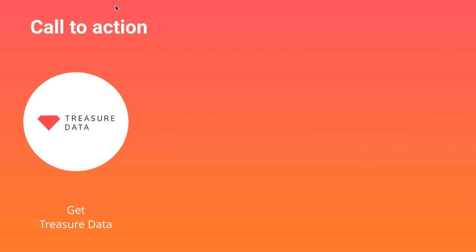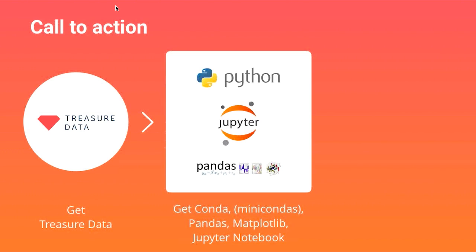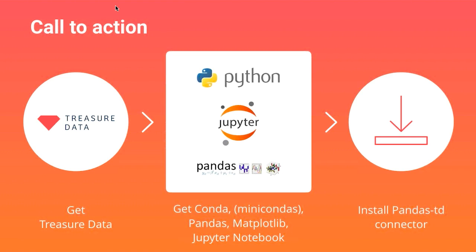So what's the call to action here? Well, you're going to want to get Treasure Data. You're going to want to get conda, Miniconda like you saw, Pandas, Matplotlib, and Jupyter Notebook, like I showed you. And then you're going to install the Pandas TD connector. When this is over, we're going to have videos available soon on how to set all this up. We're also going to be coming out very soon with a Jupyter cheat sheet, so everything you need to know to get up and running on Jupyter and Treasure Data in a few minutes.